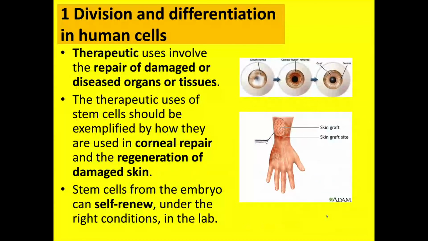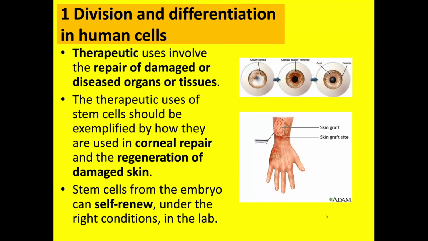Okay, so the therapeutic uses of stem cells. What can we use them for in therapy and treatment and in helping people? Well, we use them in the repair of damaged or diseased organs or tissues. We're going to look at a couple of examples of those. For example, the corneal repair that we can see in the first diagram there. Now, the cornea is the outer layer of the eye, and when there are issues with that, they can remove that part, put in a graft which has been grown from stem cells, and replace the cornea in that way.